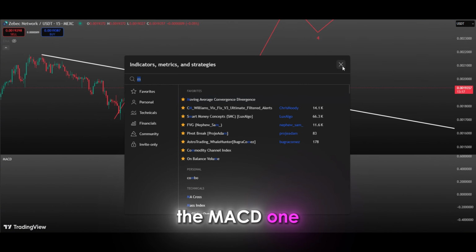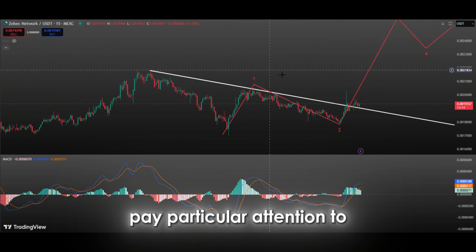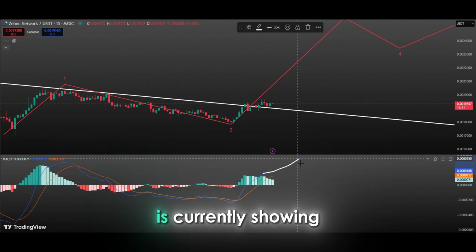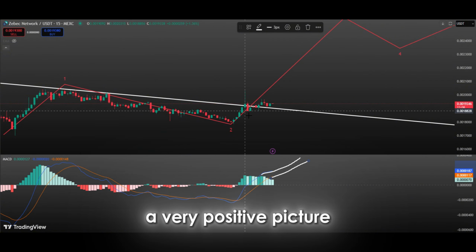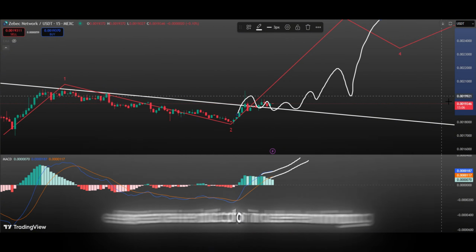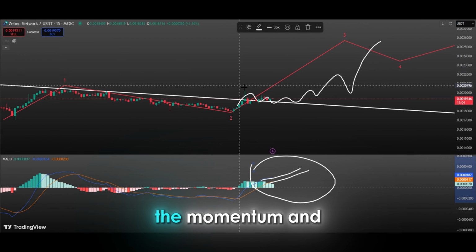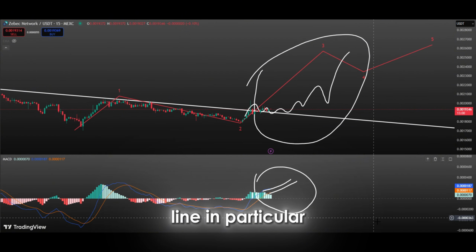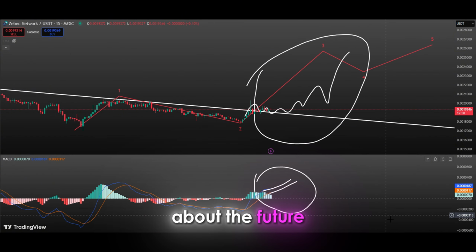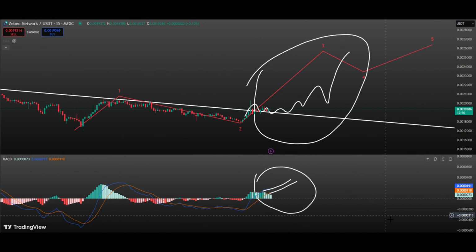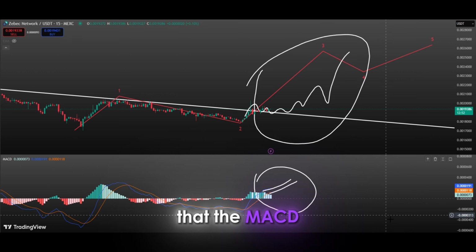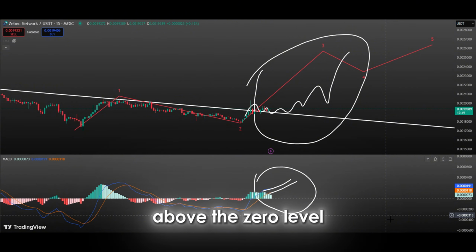The MACD, one of the indicators that many traders pay particular attention to when evaluating the markets under technical analysis, is currently showing a very positive picture. The MACD is a highly effective indicator in determining the momentum and strength of the trend in the market, and its interaction with the zero line in particular can give strong clues about the future direction of the price. At the moment, observation on the chart clearly shows that the MACD lines are moving above the zero level.